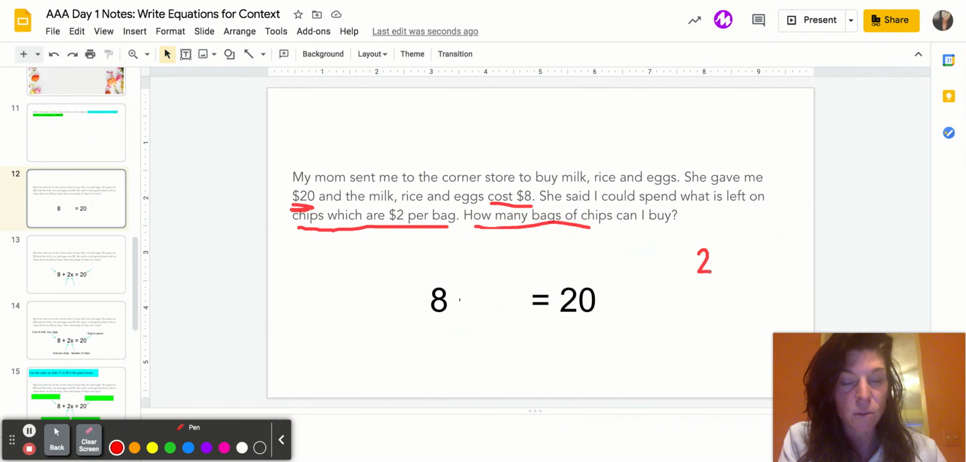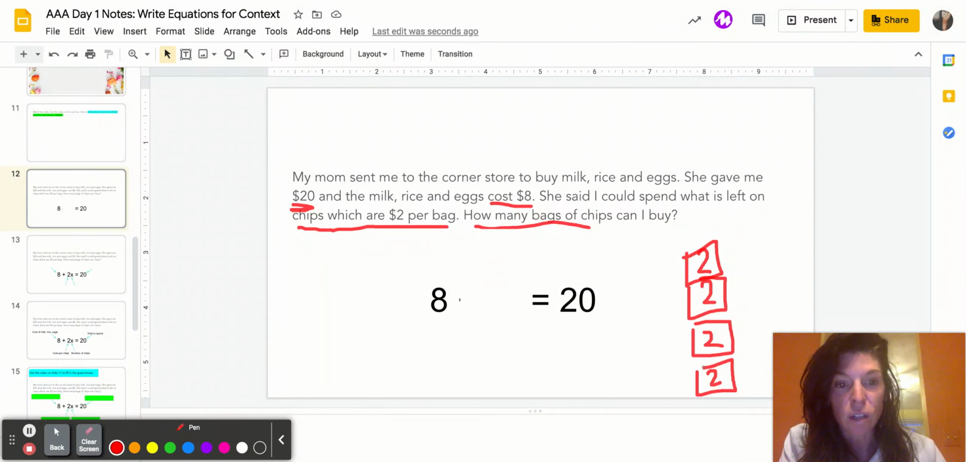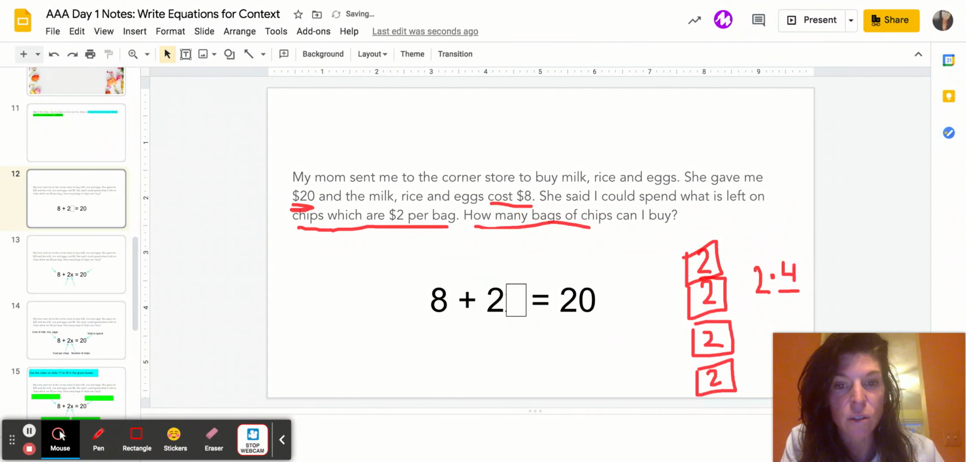So if I have one bag of chips, it will cost $2. If I have two bags of chips, it will cost $2 plus another $2, that's $4. If I have another bag of chips, that will be another $2, which is like saying 2 plus 2 plus 2 plus 2, or 2 4 times, right? So however many bags of chips times $2 per bag will be the cost of the chips. So what I'm looking for is I'm going to add the price of these chips, $2 times however many bags.